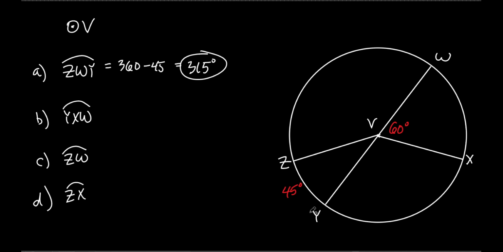YXW. So there's Y, there's X, there's W. Yeah, that's just a straight line that goes through the center, doesn't it? So that means that this whole thing is what? 180. So no math involved. That was easy. What about this? Arc ZW. Now, do I go all the way around like this? Or do I go up like this? I go up, right, because it's a minor arc, so it's got to be this one. So that's the arc right there.